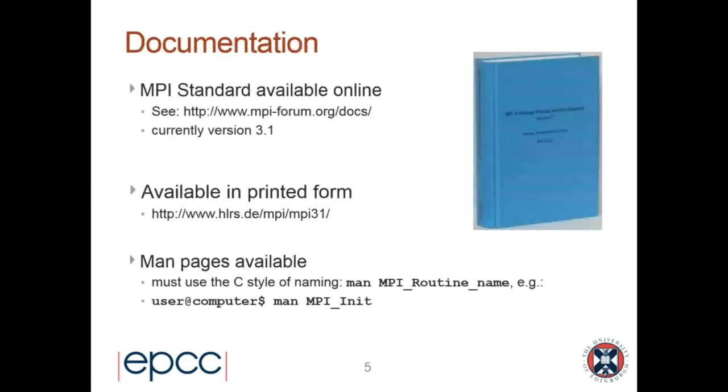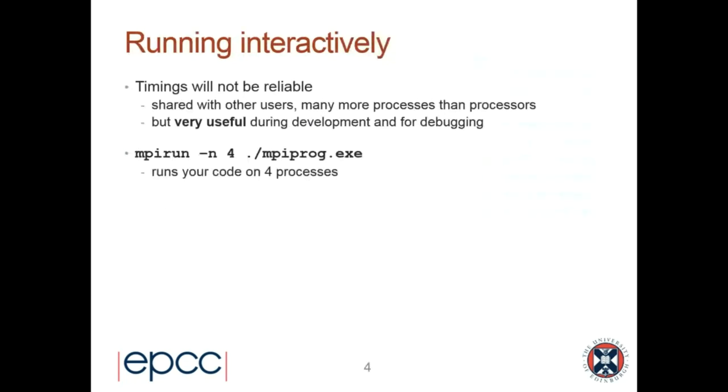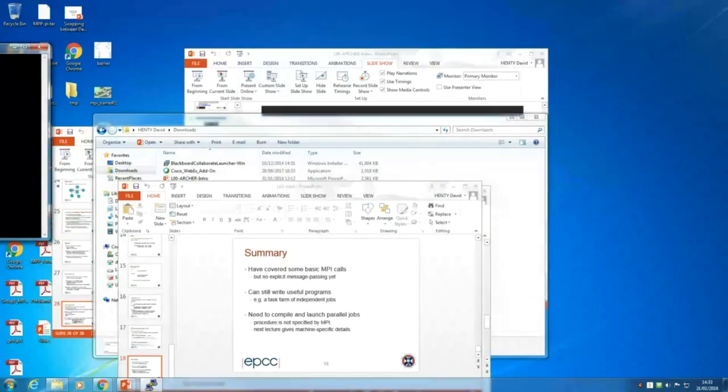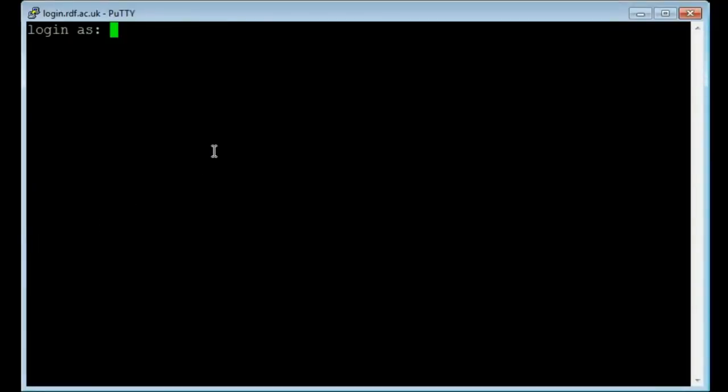So what I will do is I will now share a different screen. I will now share my terminal window. I'm on a Windows system, so you should now see my terminal window, which is actually a PuTTY window. I've logged on to the DAC, which is called rdf.ac.uk, the Research Data Facility. I'm going to log in with my Y14 account, Y14DXH, and there's a password.